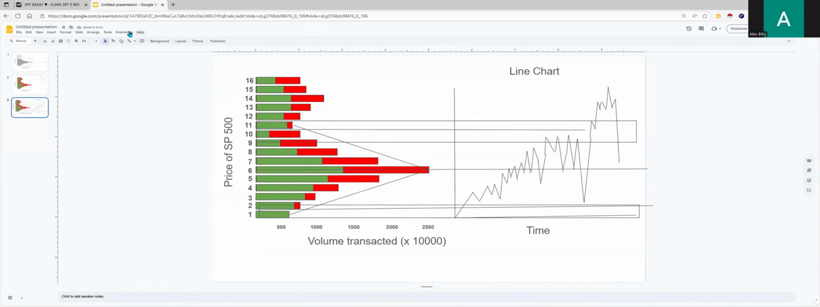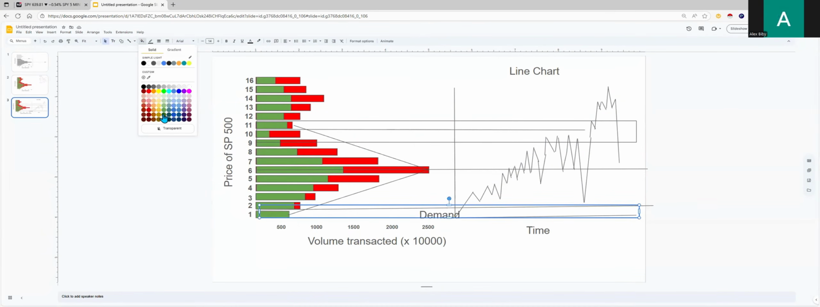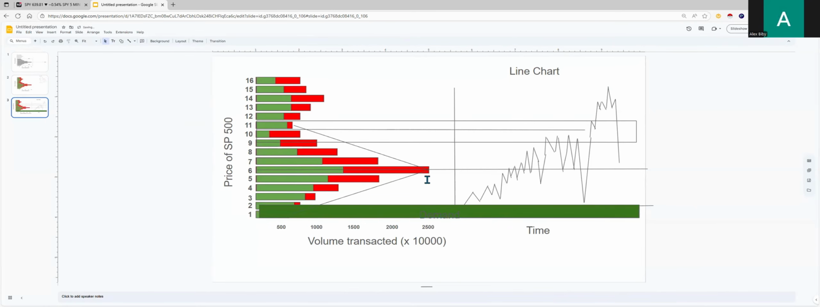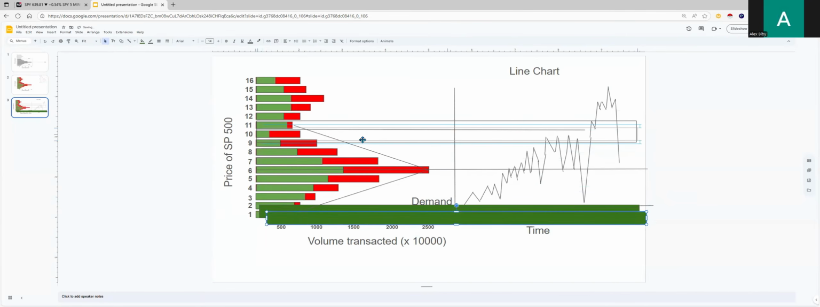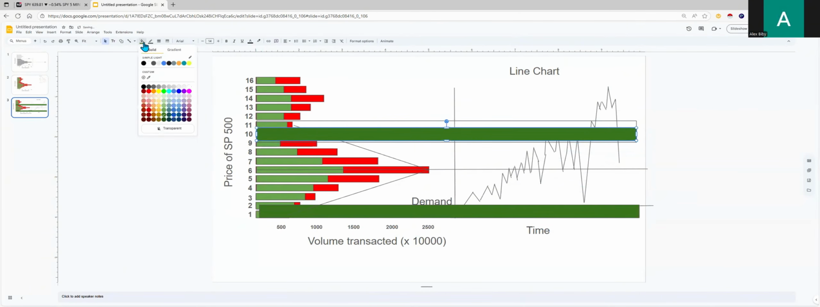So this area down here, this is what we consider our demand. Things are in hot demand down there. And let's make this just a little bit different color for you guys. And excuse me, I'm not usually on Google Docs or Google Slides. Let's put that right there. That's demand there. And then this would be supply.